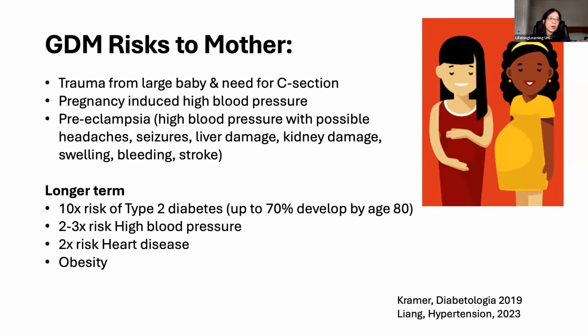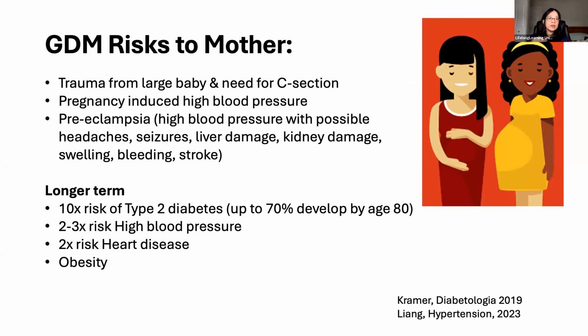And unfortunately, once someone has a diagnosis of gestational diabetes, it's a bit like a canary in a coal mine. It's a warning that under stress, like pregnancy, the body cannot manage as well. And so that longer term risk, women are at much higher risk of type 2 diabetes, where up to 70% of women with a history of gestational diabetes will develop type 2 diabetes by the age of 80.